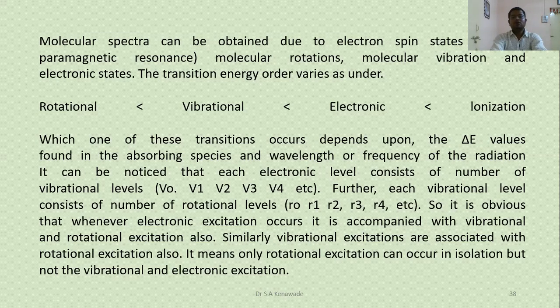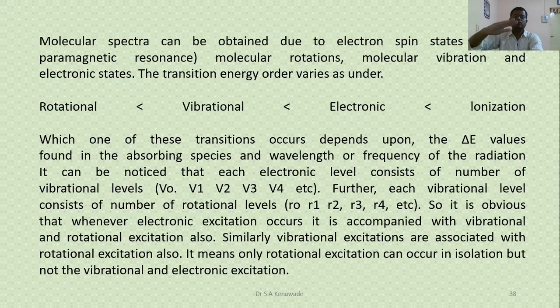Then it is found that for absorbing species and wavelength or frequency of the radiation, it can be noticed that each electronic level consists of a number of vibrational levels, that is V0, V1, V2, etc. Further, each vibrational level consists of a number of rotational levels, that is R1, R2, R3, etc. So it is obvious that whenever electronic excitation occurs, it is accompanied with vibrational and rotational excitation also.